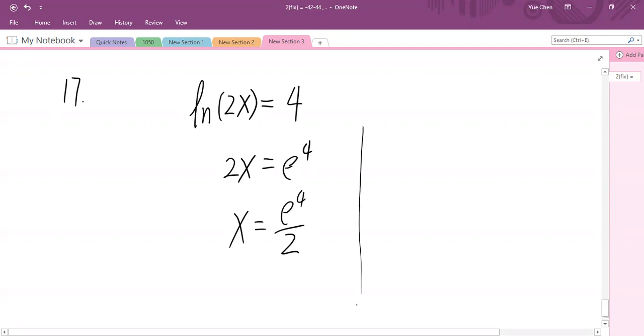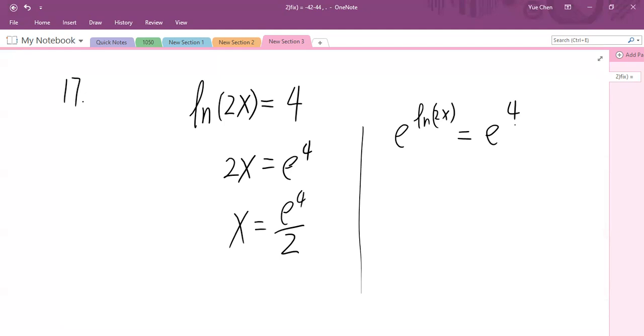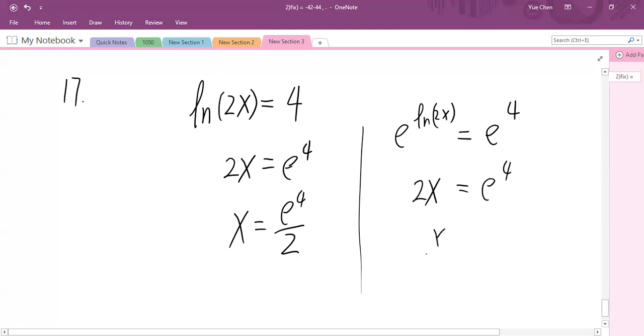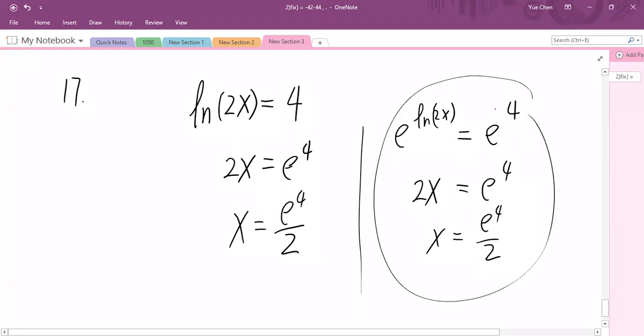Or another way is we take e on both sides. We raise e to the same power. One is the natural log 2x, the other one is 4, because they are equal, right? So e to the natural log would be what? It would be 2x. The reason is natural log is base e. Okay. So this one would be e to the 4. So x equals e to the 4 over 2. Here we use the property to solve the problem. Here we use the definition to solve the problem. Okay.